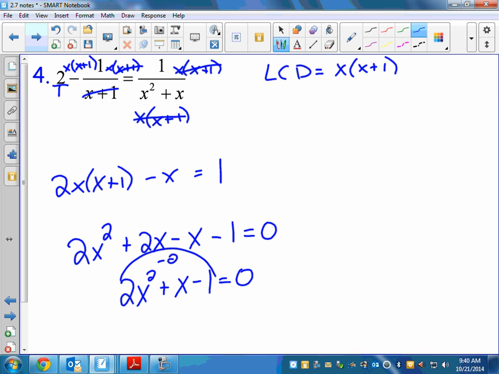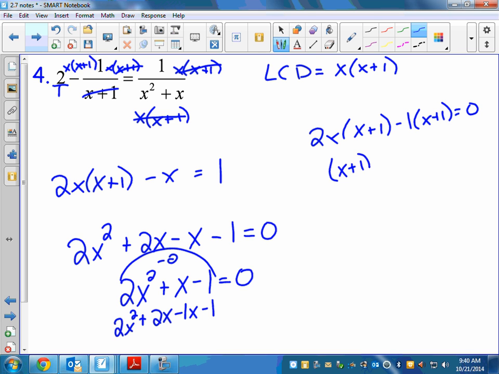You take 2 times negative 1, you get negative 2. So now I am subtracting to get 1. I can factor that. I can say that's 2x minus 1x. So I could factor a 2x out and get x plus 1. I can factor a negative 1 out and get x plus 1. So that one does work. So we get x equals negative 1 and x equals 1 half.